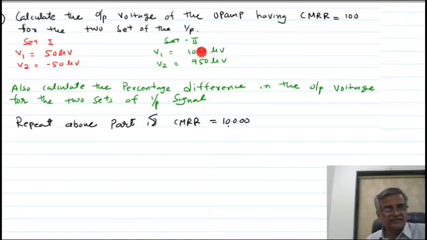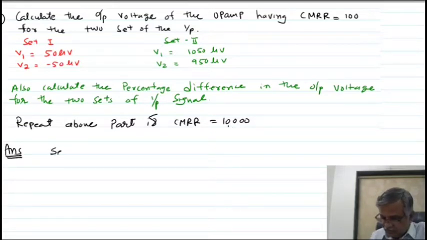For the second set, you have given the input V1 is 1050 microvolt, V2 is 950 microvolt. For this input, calculate the output voltage. Then also calculate percentage difference in the output voltage for these two sets of input voltage. If this is the input, find the output, and see how much they differ in percentage. And repeat the same numerical by taking CMRR as 10⁴. Let us start the solution.